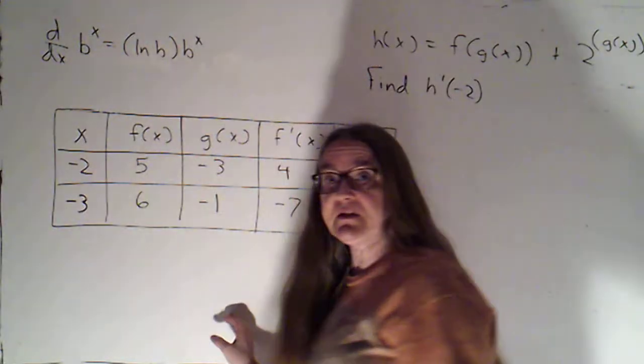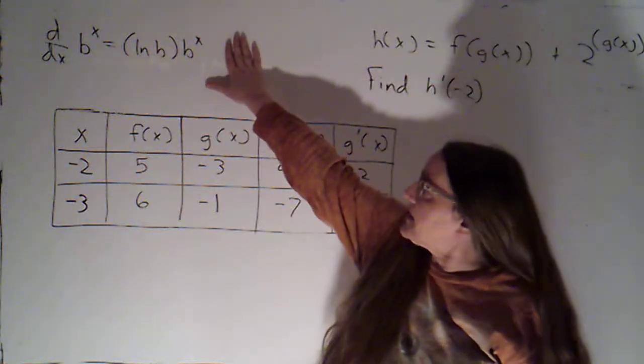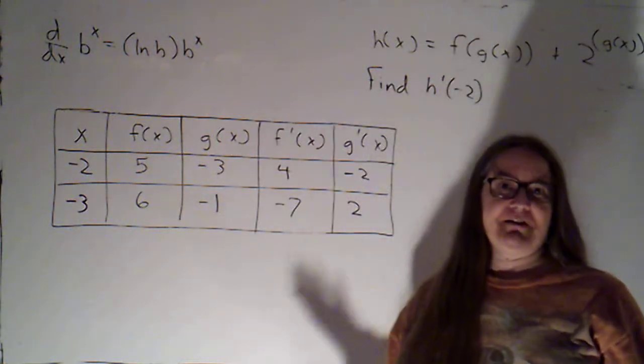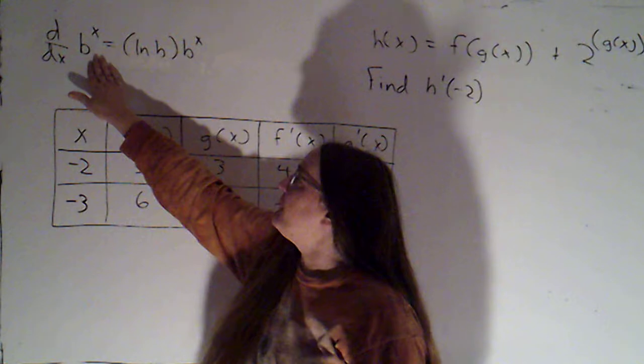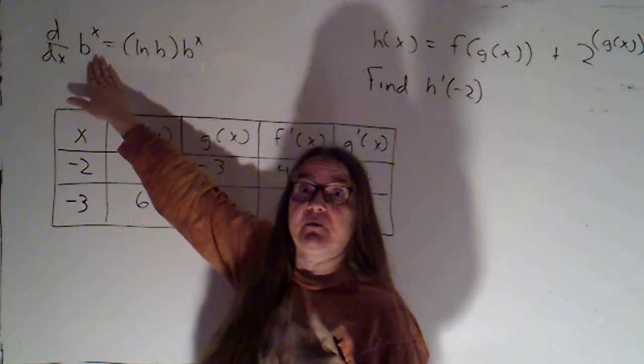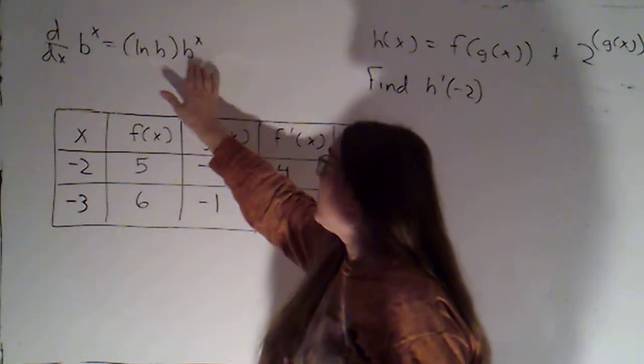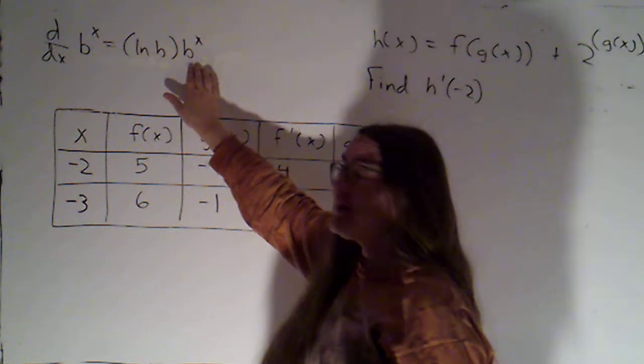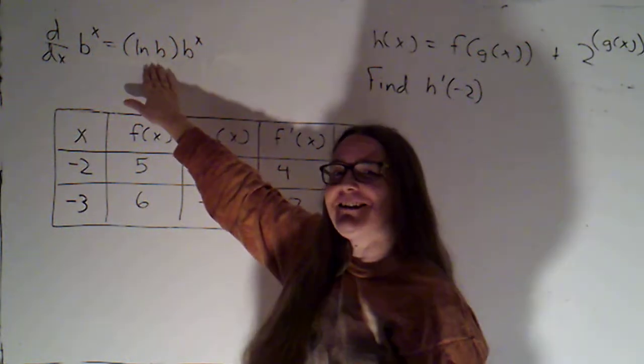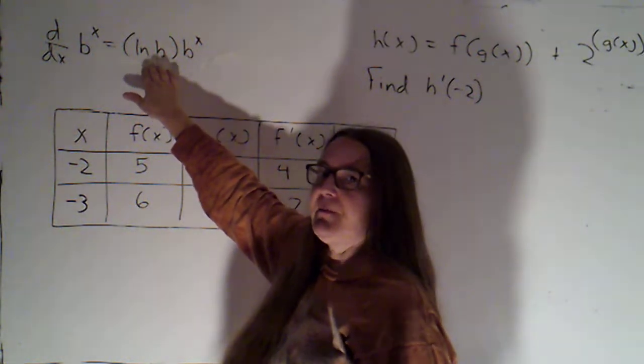This next problem is another one that involves a table of values. I've just reminded us up here of our newest derivative formula. The derivative of b to the x, an exponential function with b as the base, is just a multiple of that exponential function. The constant of proportionality is the natural log of the base.